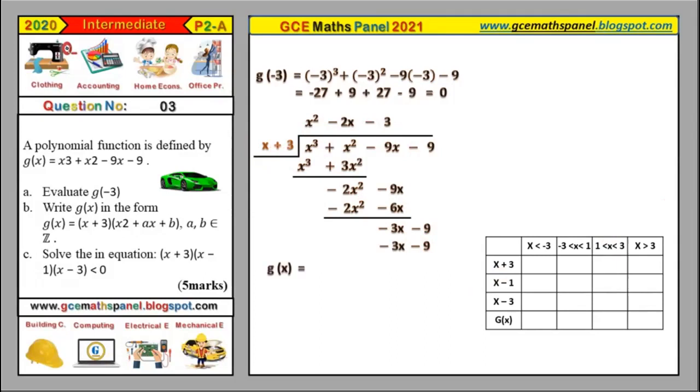So therefore it means we can write g of x as x plus 3 into x squared minus 2x minus 3. So we have expressed it in this form. So in this form, our a is minus 2 and our b is minus 3. Now we are required to solve the equation x plus 3 into x minus 1, x minus 3 should be less than 0. Note that they have completely factorized this middle term. When you factorize, you have those three terms.